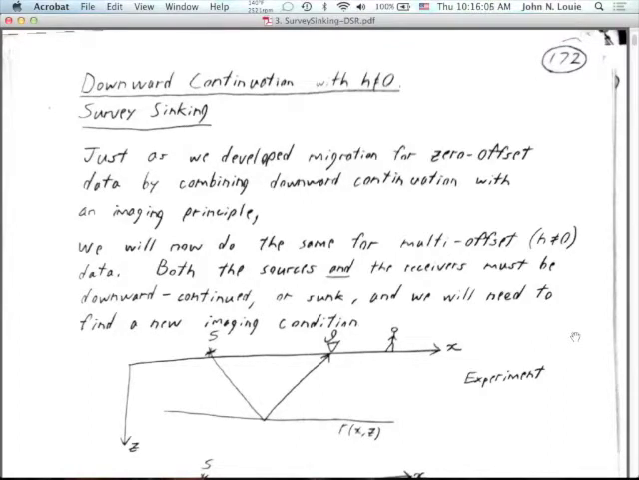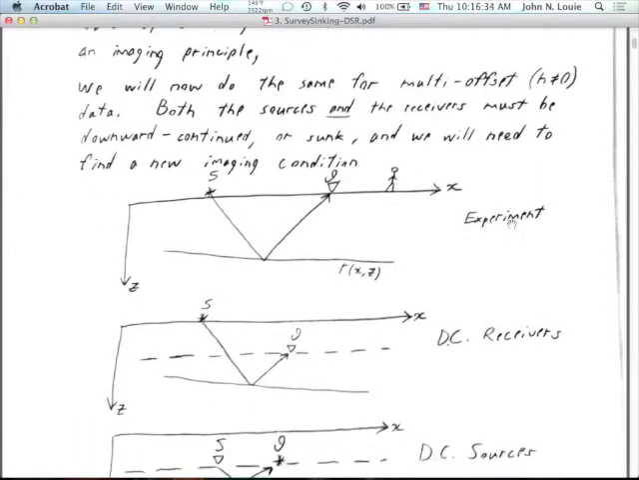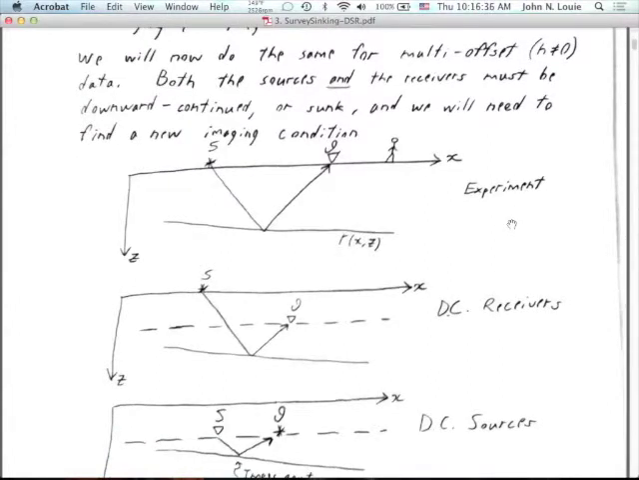You know, in 7.06 we let h equal to zero and enjoyed all the simplifications that resulted from that. So this is going to be called survey sinking. We're not just sinking the surface here, not just downward continuing the wave field. We're sinking the whole survey here, and we're going to do it one element of the survey at a time. So we've got to downward continue to sink the whole survey. We've got to downward continue the sources, and we've got to downward continue the receivers.